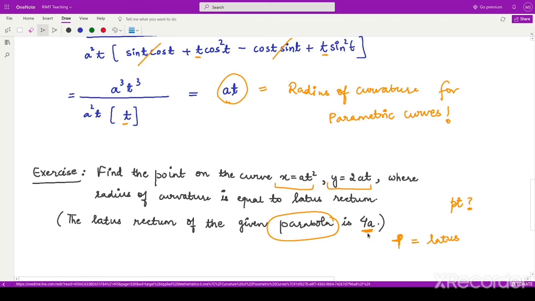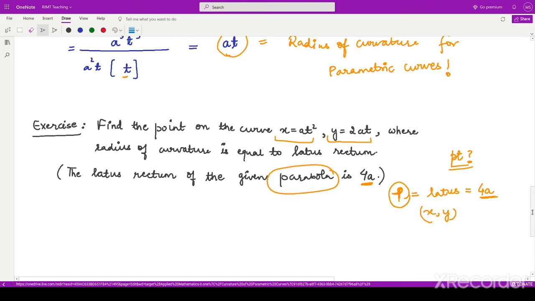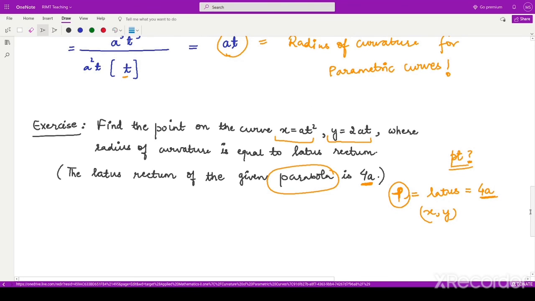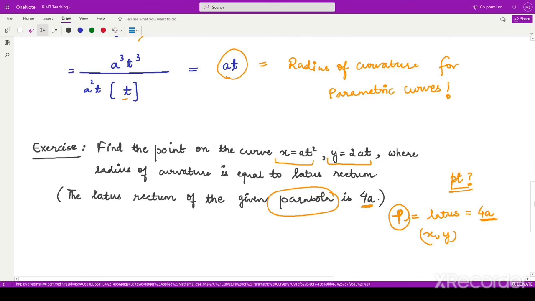So this won't be given in the question. You have to know what is the latus rectum of a given parabola. So this is given to be 4a. So firstly, what will you do? You will first calculate what is the radius of curvature for this particular curve. Then you will substitute it equal to 4a. Then whatever are the values of x and y, that would be your answer. Right, so that would be the given point. So this question you have to try by yourself. So this is the curvature for parametric curves.